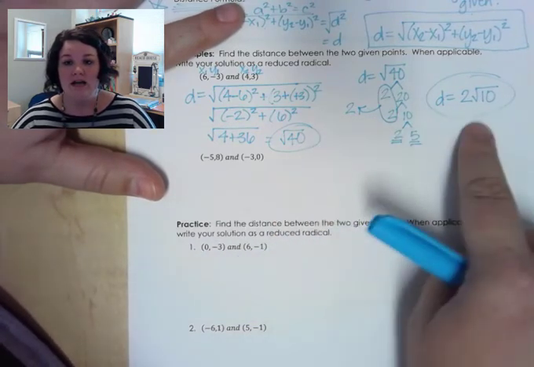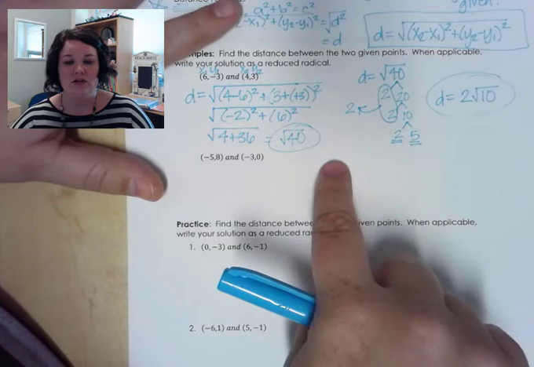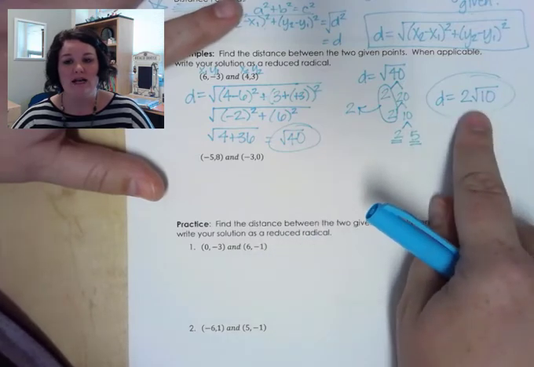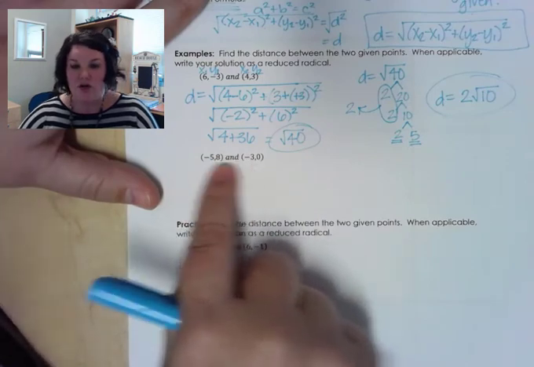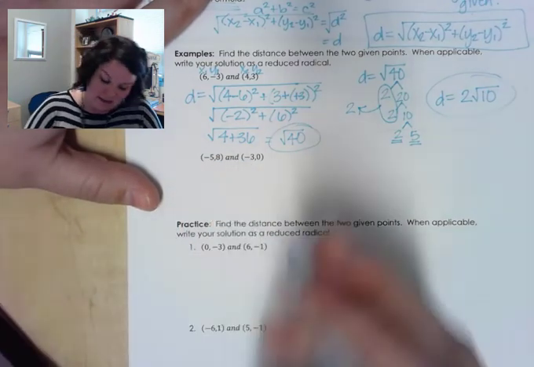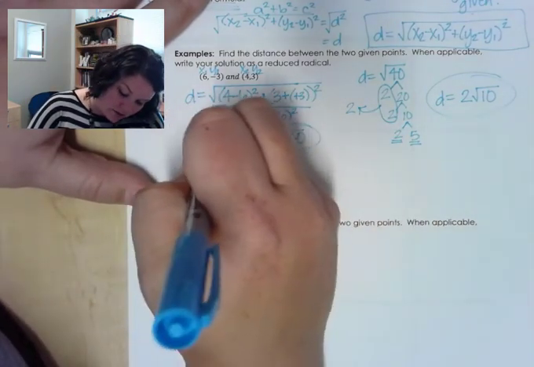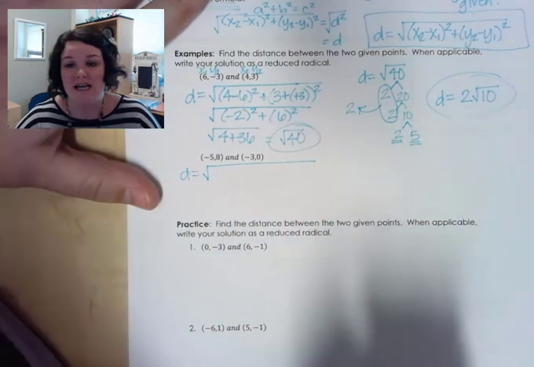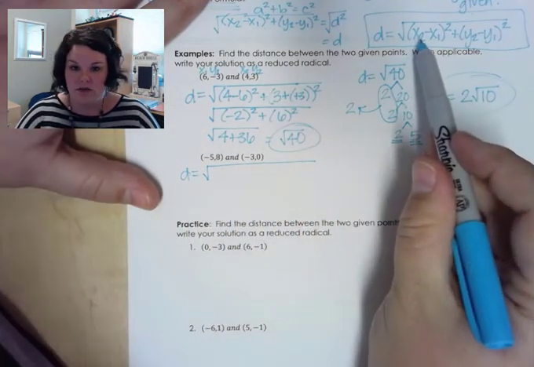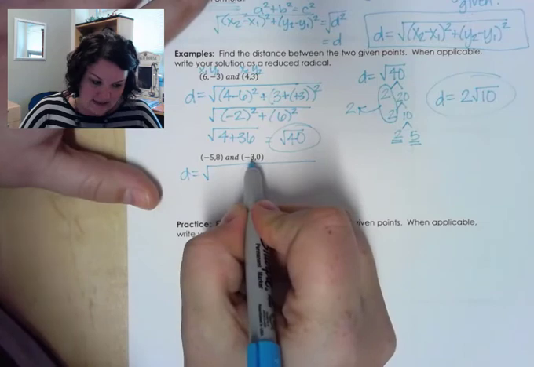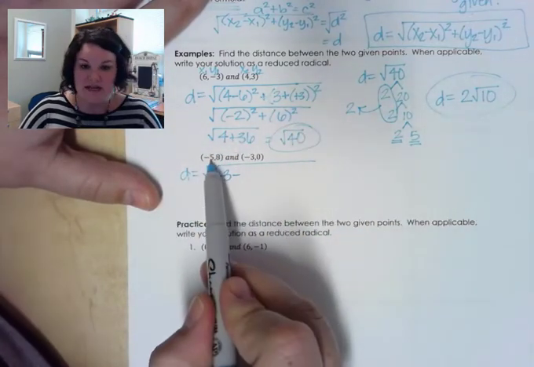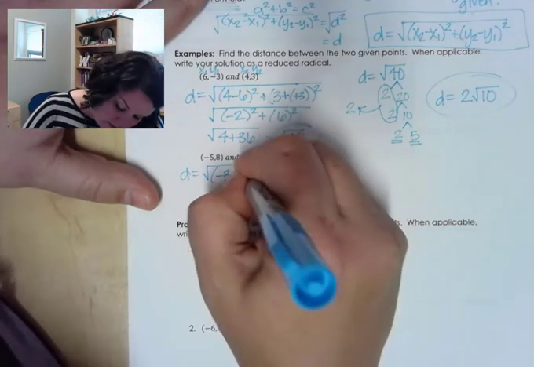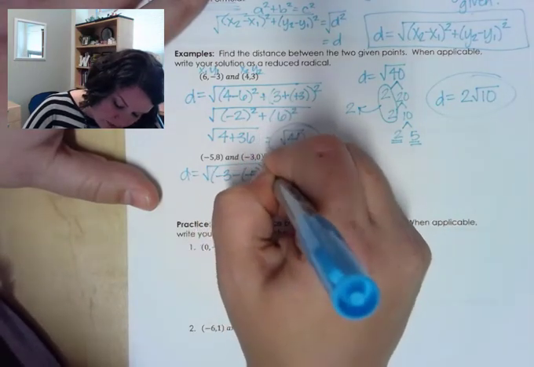Okay, so either one of these is good, but I prefer that you go ahead and simplify it. All right, so let's go ahead and try this again. Let's look at this distance. Remember, our distance is equal to the square root. We take our second x value, which in this case is -3, and we subtract our first x value, which is -5. And then we're going to square that.